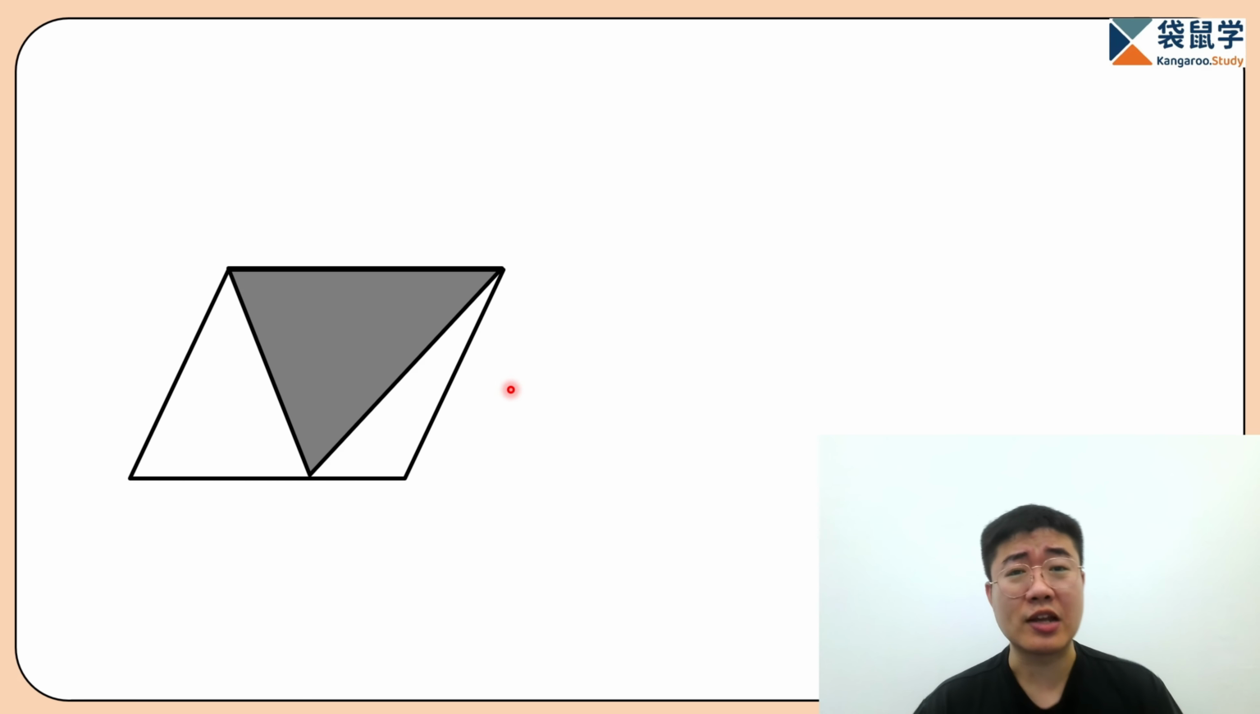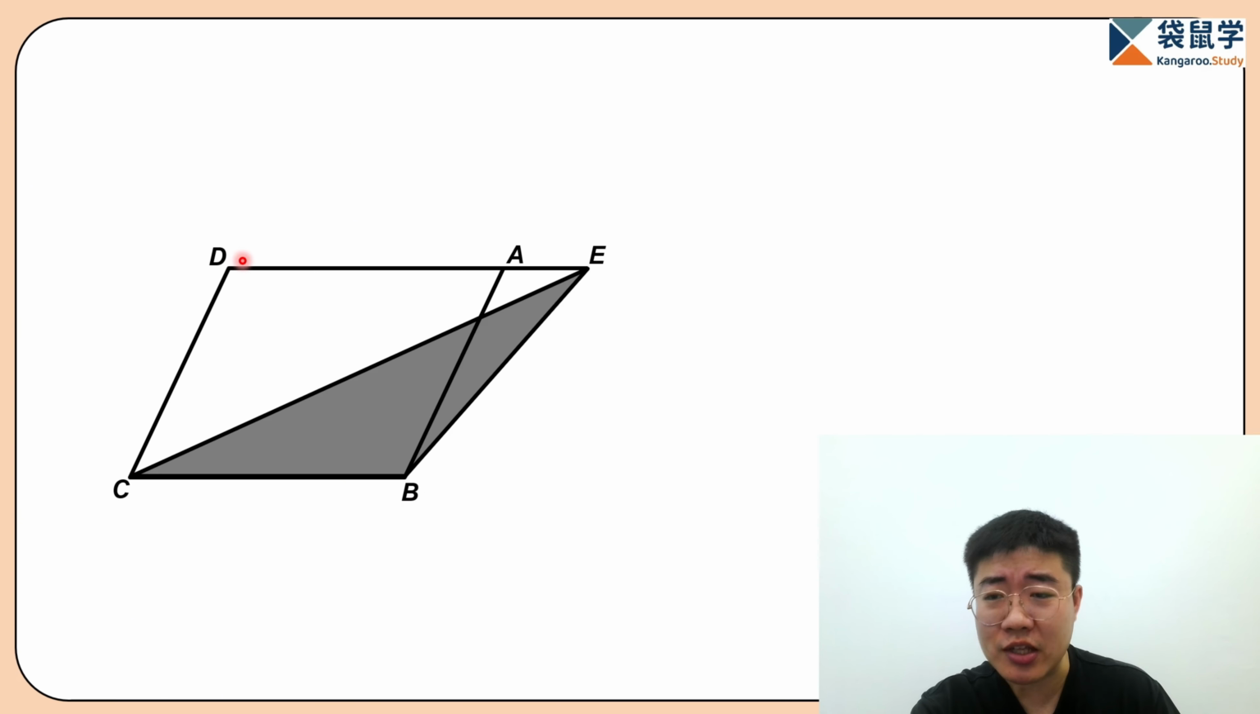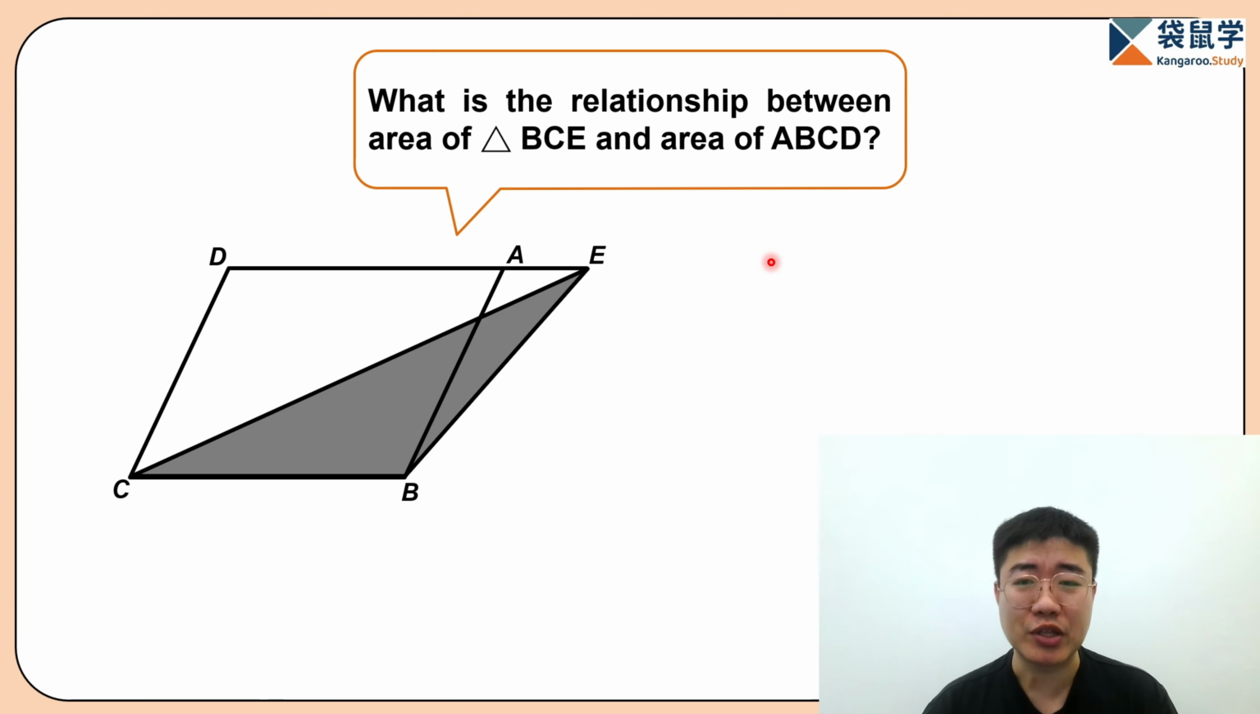So we can realize that no matter what orientation this parallelogram is in, this is always half, as long as the base of the triangle is on one side of the parallelogram and this vertex is on the opposite side. Now knowing this, let's make it more challenging. Suppose for the parallelogram ABCD, instead of having the point E on the line AD, let's put it on the extension line of DA. So now I'm asking you, what's the relationship between the triangle BCE and the parallelogram ABCD?